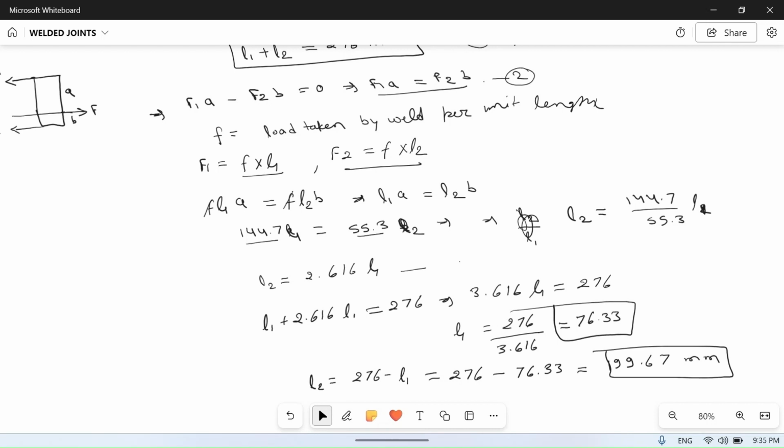Okay, so only this L1 and L2 was asked to us in the question. So I hope you understood how to get value of L1 and L2 and how to solve unsymmetrically and axially loaded welded joint.